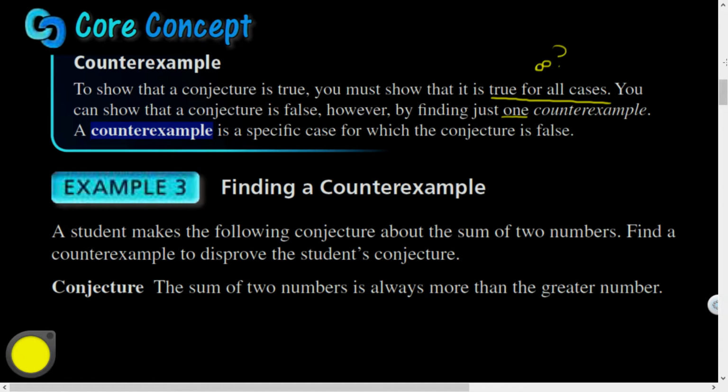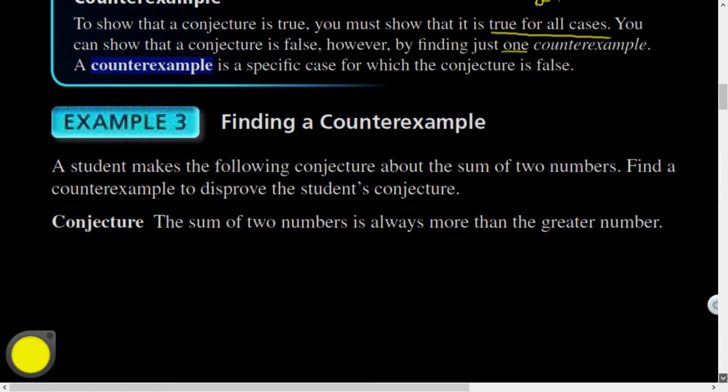So let's see. Let's find a counterexample for this. A student makes the following conjecture about the sum of two numbers. Find a counterexample. Oh, yeah, let's ruin this kid's day. I can't wait. Well, I'm sorry. I guess I can wait. And then I'll ruin their day. Here we go. So let's see. The sum of two numbers is always more than the greater number. That might feel true-ish.